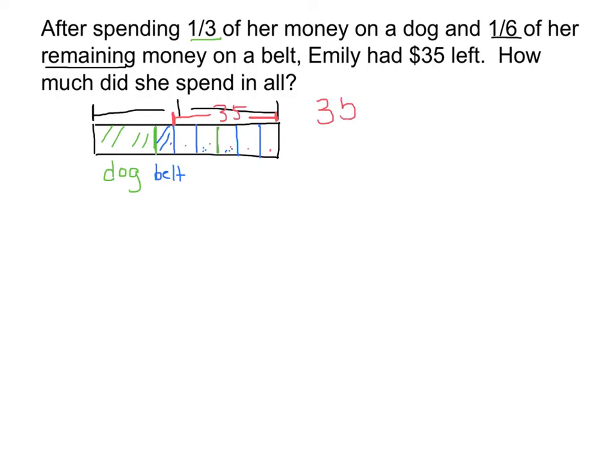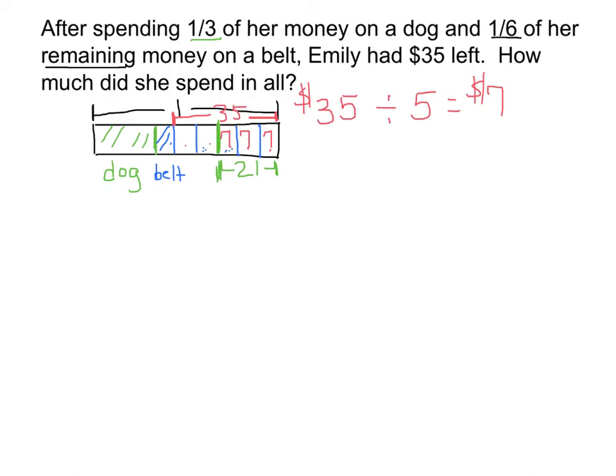$35 split into 5 equal parts, that's dollars, would give me $7 in each part. So I know that there's $7 here, $7 here, $7 here. Now, that's kind of interesting because these 3 parts represent 1/3 of my whole, right? So 1/3 of that whole is actually $21.